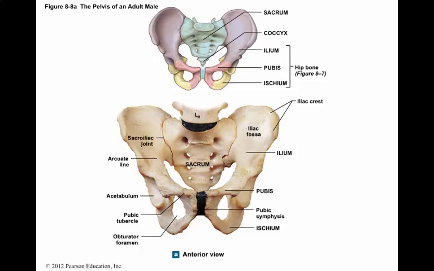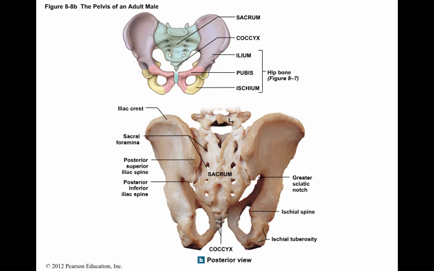The greater sciatic notch is an indentation where the sciatic nerve passes by to reach the lower limbs. We see here that the right and left pubis bones articulate at a joint called the pubic symphysis that is separated by a pad of fibrocartilage.